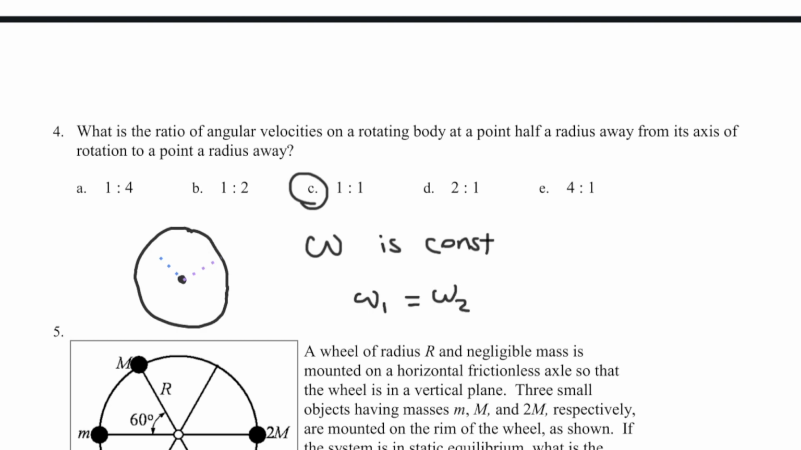What's not the same is the linear velocities. So v at a point r is going to be equal to 2 times the v at a distance of r over 2, because you're traveling twice as far in the same amount of time. So the revolution time is the same, which is related to omega.